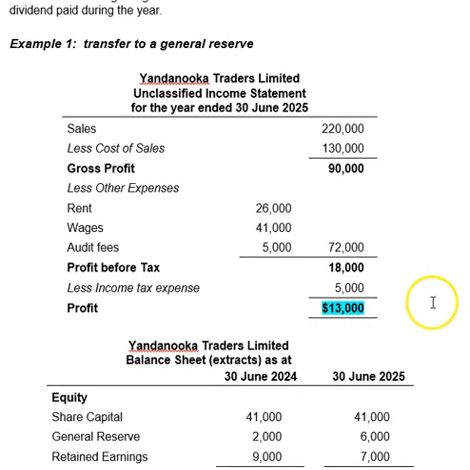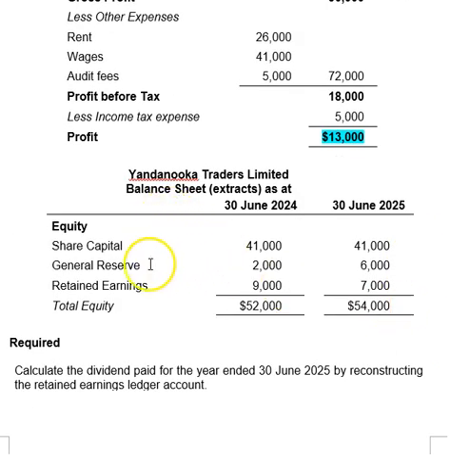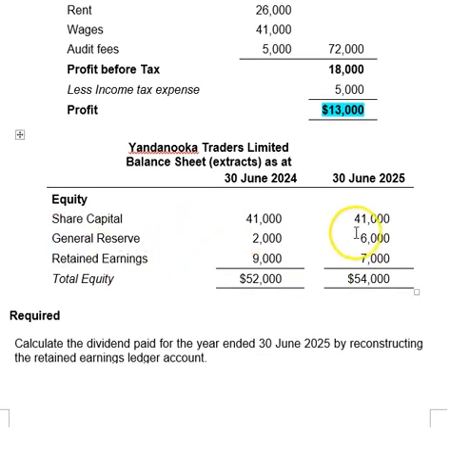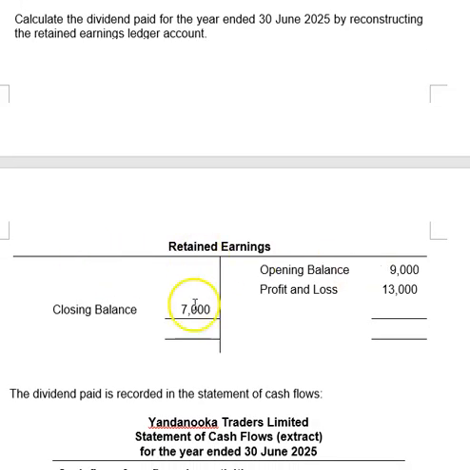So the next one, you have to look at your general reserve account and see whether there is any movement there. In this scenario, you can see that your general reserve account has increased from 2,000 to 6,000. That means your general reserve account increased by 4,000, which means that I transferred 4,000 from my retained earnings to my general reserve account. Since I transferred 4,000, I need to record it in my T accounts as well.